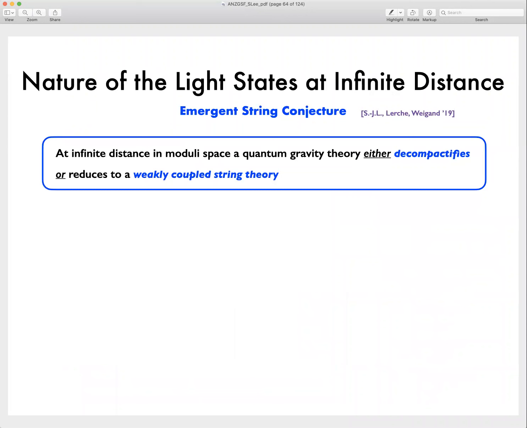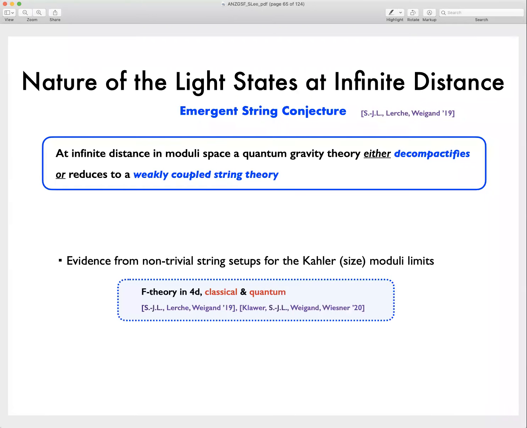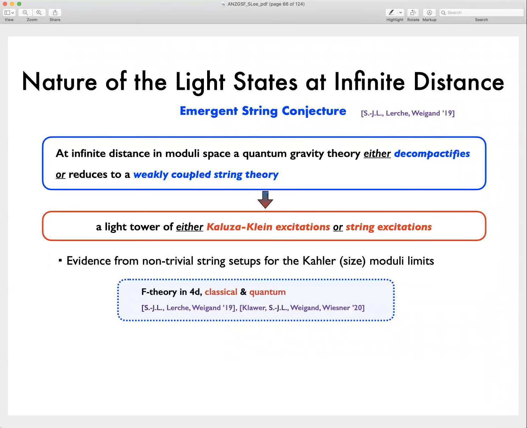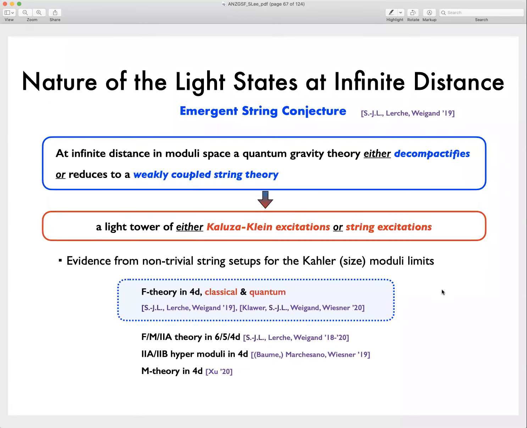To conclude part 1, our classification analysis shows that the EFTs at infinite distance either decompactify or exhibit a weakly coupled tensionless critical string. This confirms the emergent string proposal for every infinite distance limit in the Kahler moduli of 4-dimensional F-theory. The distance conjecture naturally follows, because both phases come with a light tower: a Kaluza-Klein tower for the decompactification and string excitations for the emergent string phase. The emergent string proposal had also been tested earlier in various other non-trivial string setups, however mostly with more supersymmetry. In the current F-theoretic setup, with only minimal SUSY, just four supercharges, we are adding a very strong piece of evidence for the emergent string proposal.